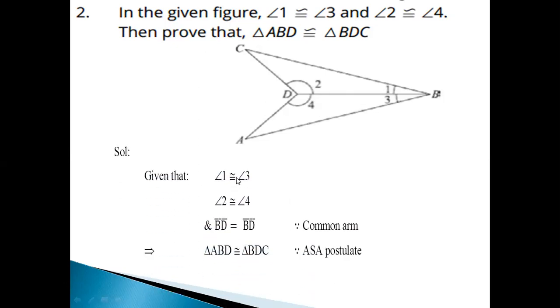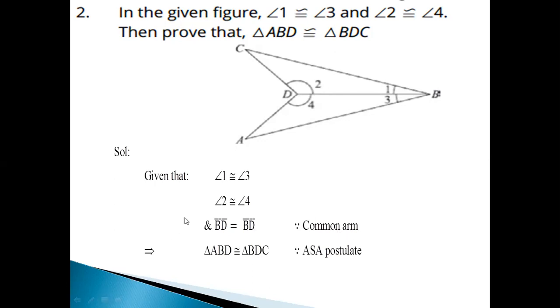Given that measure angle 1 is congruent to measure angle 3, this is already given in the question. Measure angle 2 is congruent to measure angle 4, this is already given. And if you check this side of the triangle, BD is common in the first triangle ABD and also common in the second triangle BCD. So BD is common. This is the common arm of a triangle, or common side. So BD is congruent to BD, common.